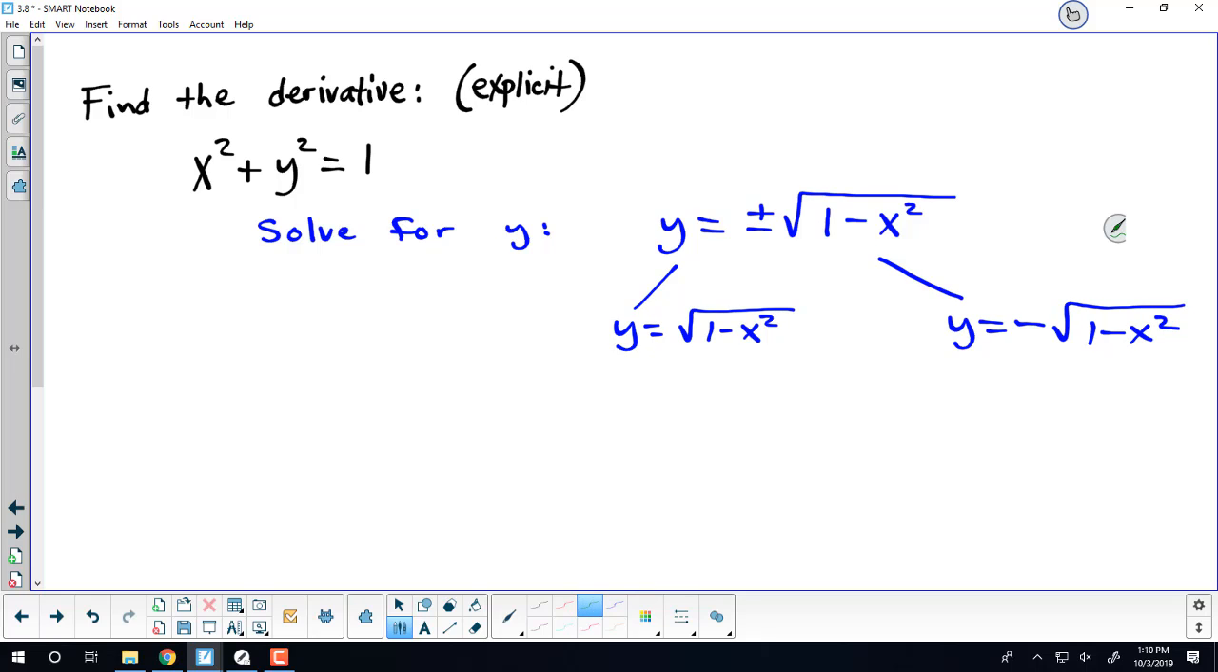So this here is the equation for the top half of the circle, because y is positive. y is the positive root, so that's all values where y is positive.